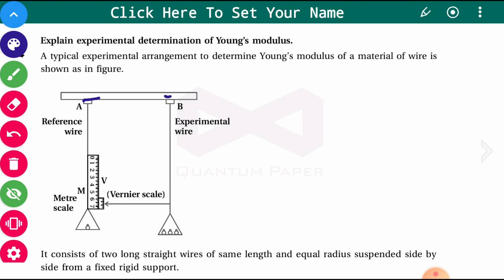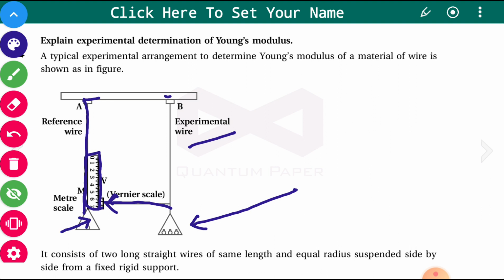Now this is the experimental wire where a hanger is kept, so that different masses can be loaded at the end of the experimental wire. This wire is kept parallel to the reference wire, and a 1 meter scale is kept where a pointer of this experimental wire can be set. Some mass is kept at the end of the reference wire so that it can be kept taut, straight rather.